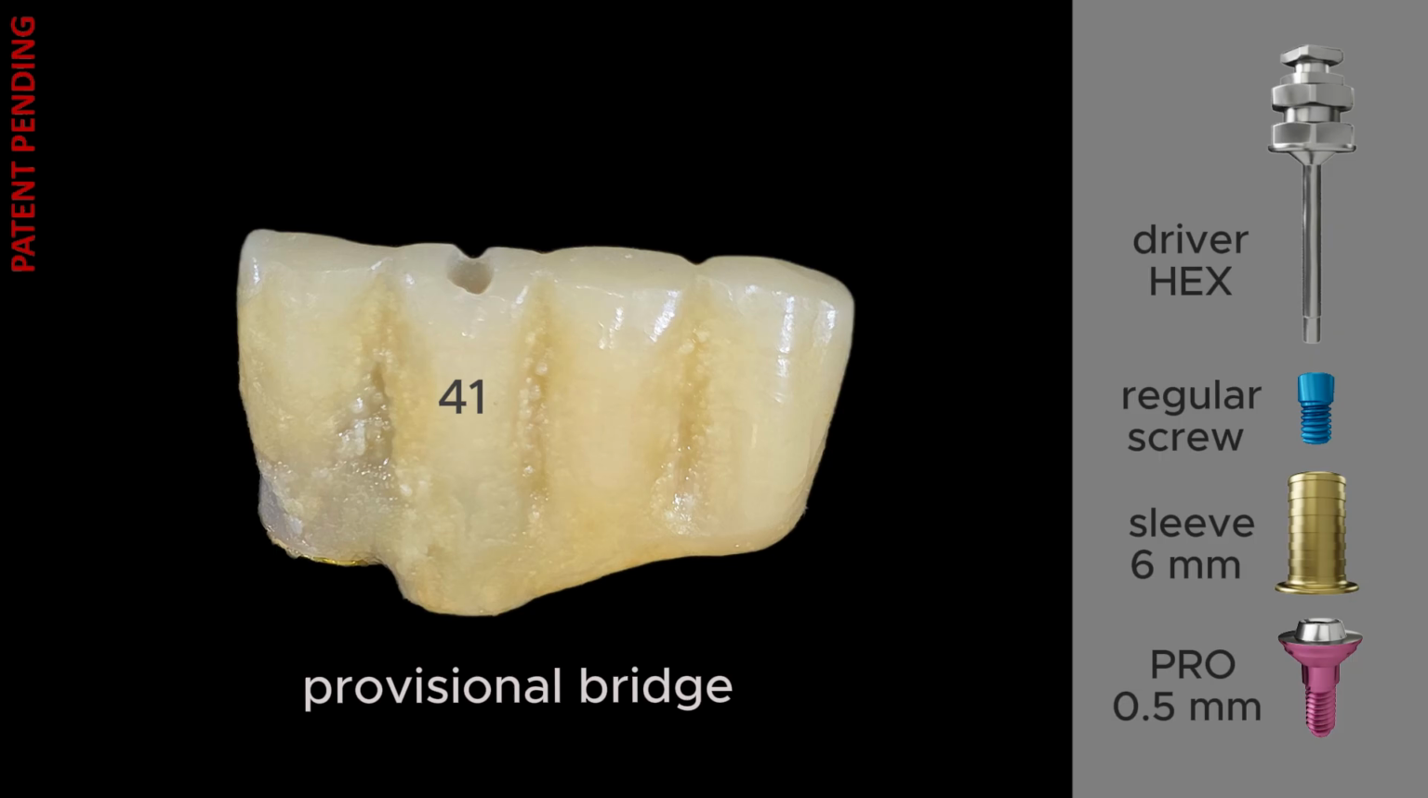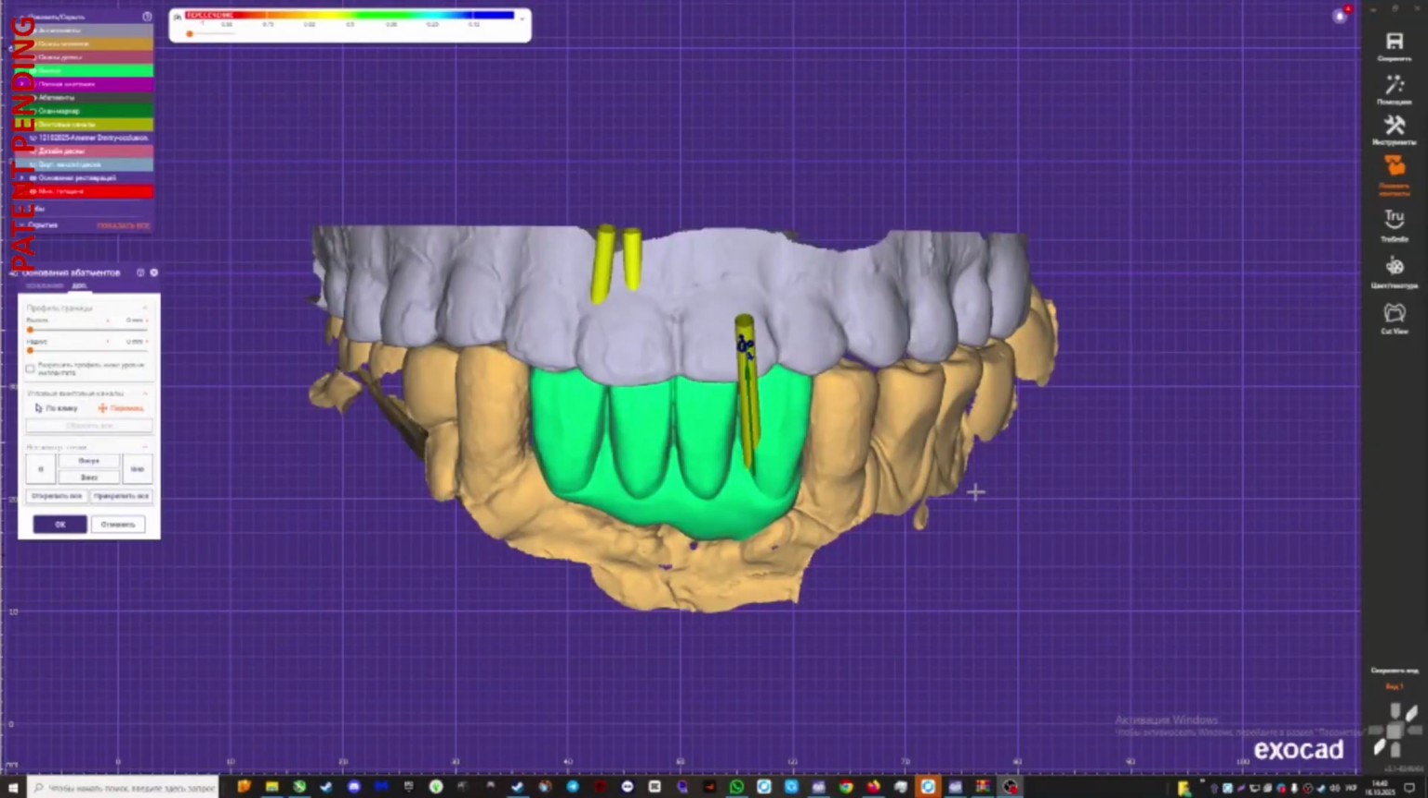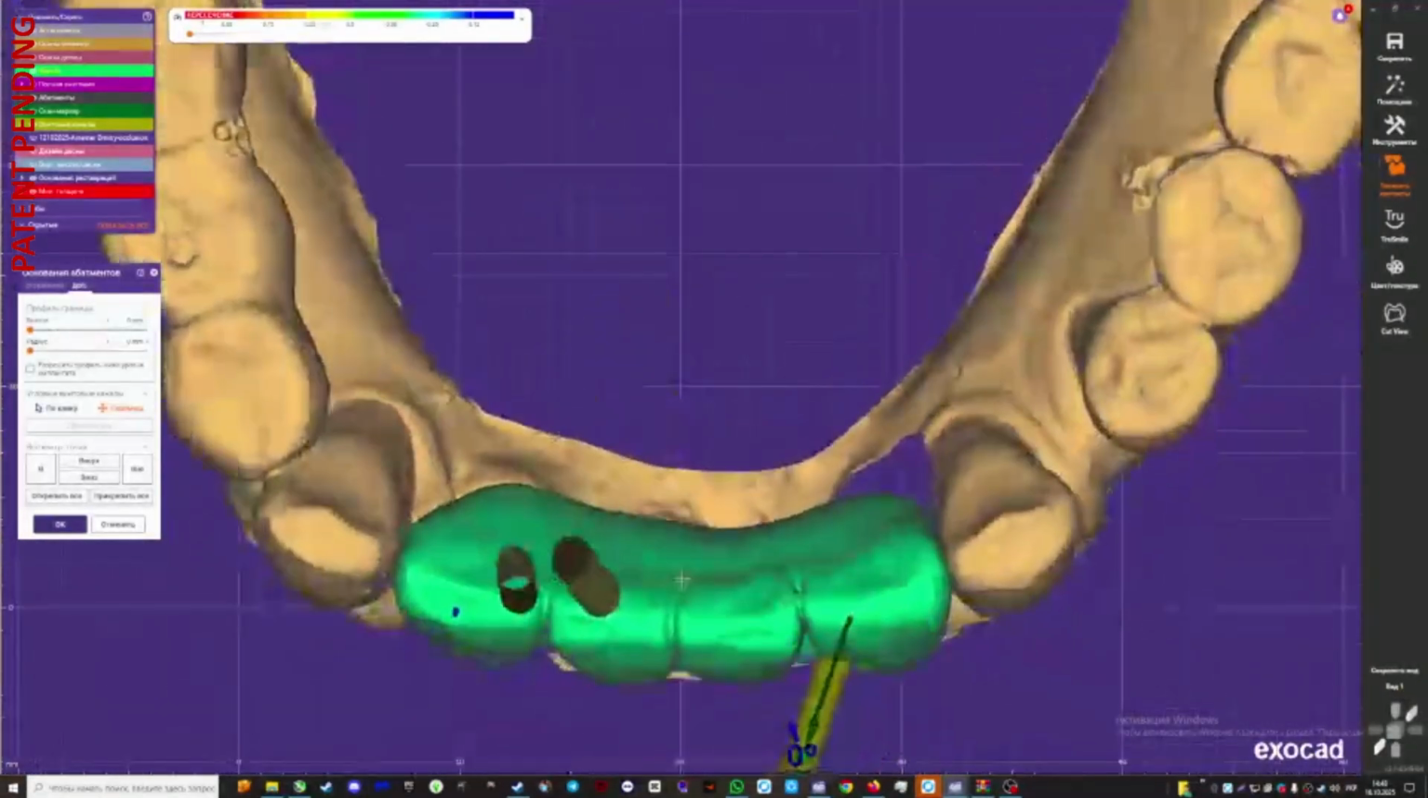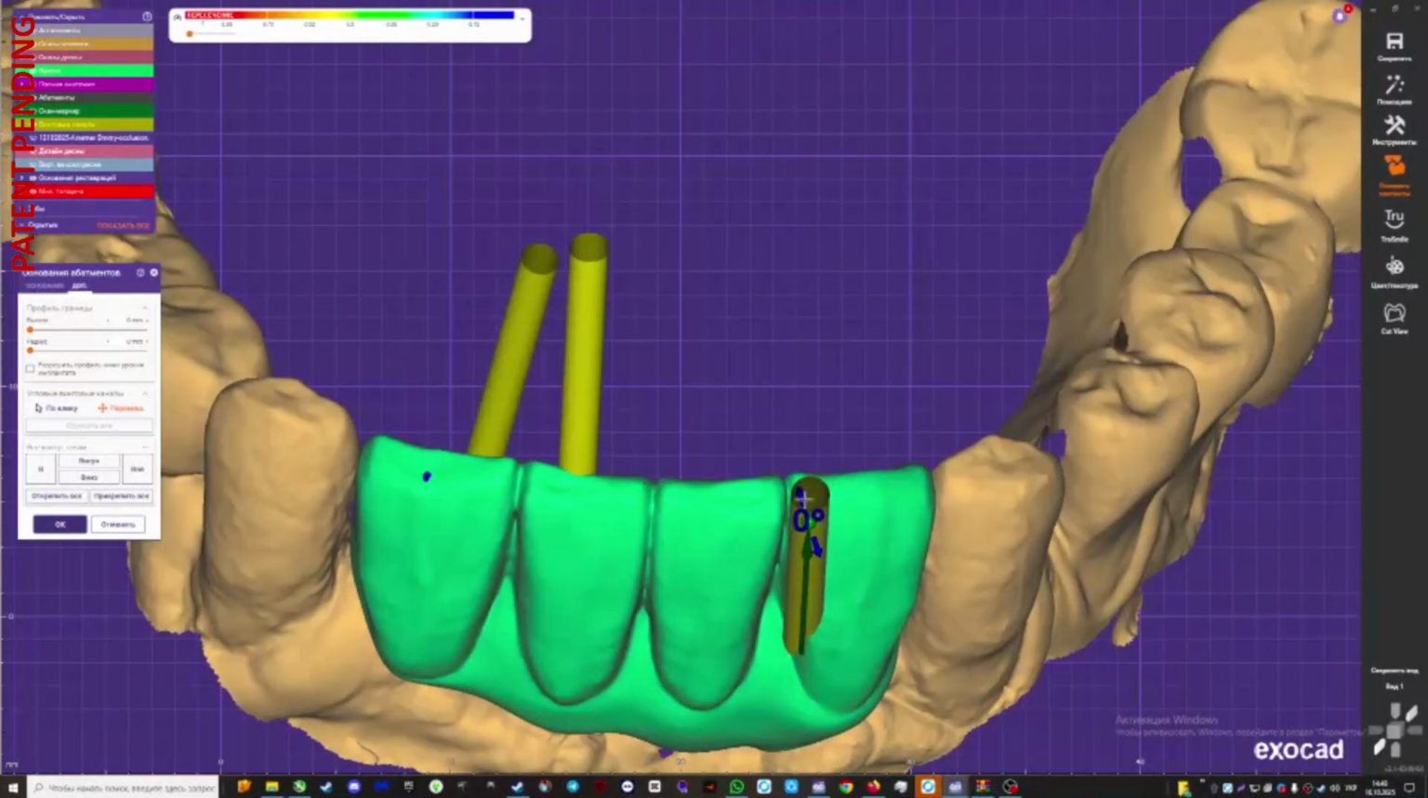We then proceeded with fabricating a 3-implant bridge. For fabrication of the temporary bridge, PRO multi-units were used together with standard screws, which dictated the resulting positioning of the screw access openings. You are now seeing a video of the technician modeling the crowns on the 3 implants.